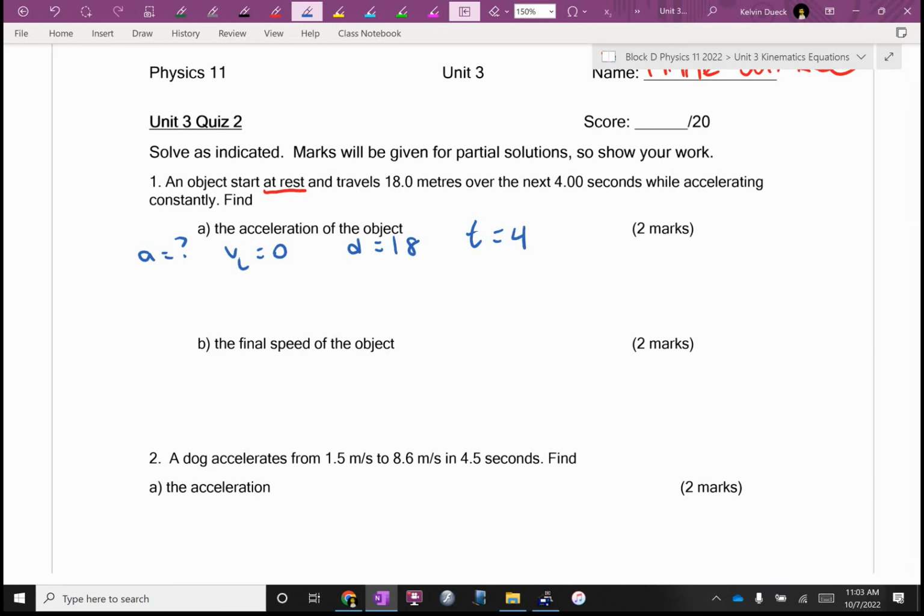The equation is going to be D equals VI. Wait a minute. What's VI as a number exactly in this question? So I could go with D equals a half AT squared. Mr. Duick, you wrote AT squared over 2. That's because, Moses, I'm too lazy to write the 1 of the a half. The 1 isn't going to make a difference anyways.